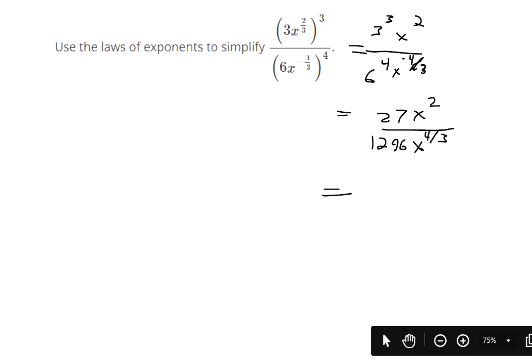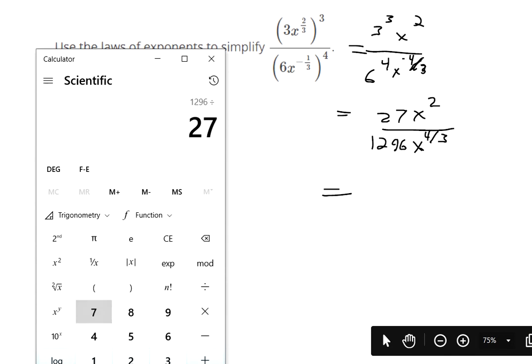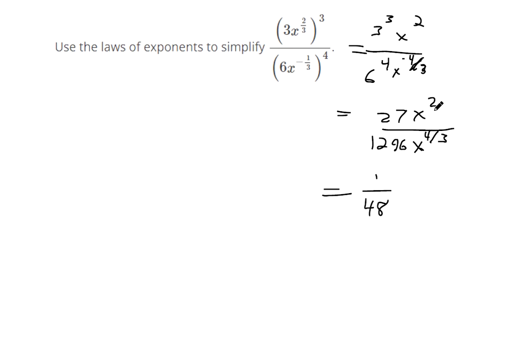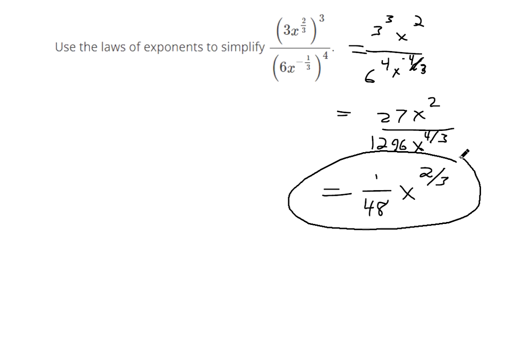And I'm sure we can simplify these. This isn't divisible by 27, is it? Oh, it is. So you can divide the top and the bottom by 27. So it makes 1/48. Who knew? And then you got x to the 2nd divided by x to the 4/3. So 2 subtracted by 4/3 makes something. Makes 2/3. Right? And there, now we're fully simplified.